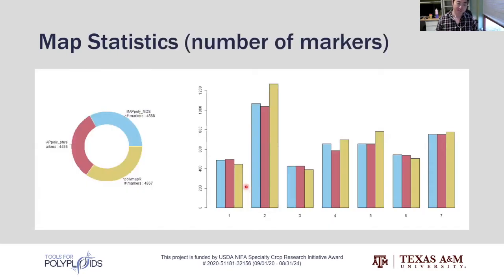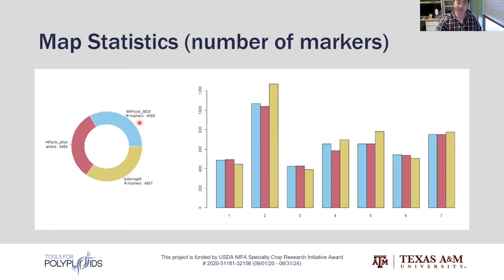Just note that this was using the row SNP array. So looking at some map statistics, this is the number of markers that were placed on the map, and what you see here are 3 maps. In the yellow is a Polymapper map. In the red is a Map Poly using the physical order for the HMM chain. And then the blue is using Map Poly using MDS for the HMM chain.